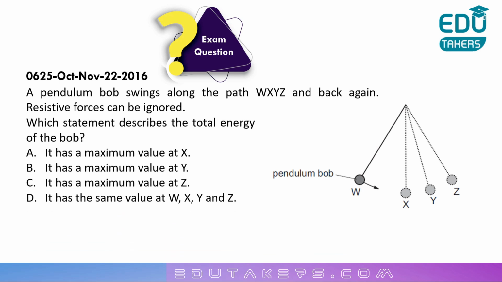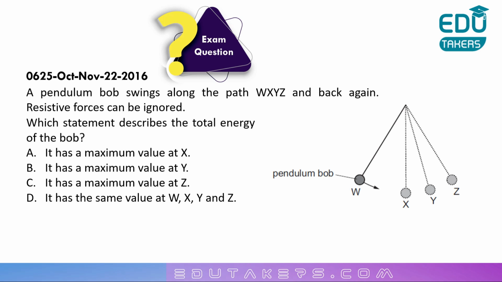Let's solve an exam question. A pendulum bob swings along the path WXYZ and back again. Resistive forces can be ignored. Which statement describes the total energy of the bob? Option A, it has a maximum value at X. Option B, it has a maximum value at Y. Option C, it has a maximum value at Z. Option D, it has the same value at W, X, Y, and Z.